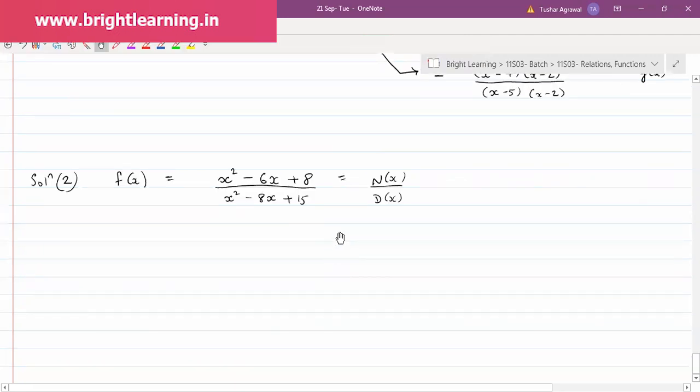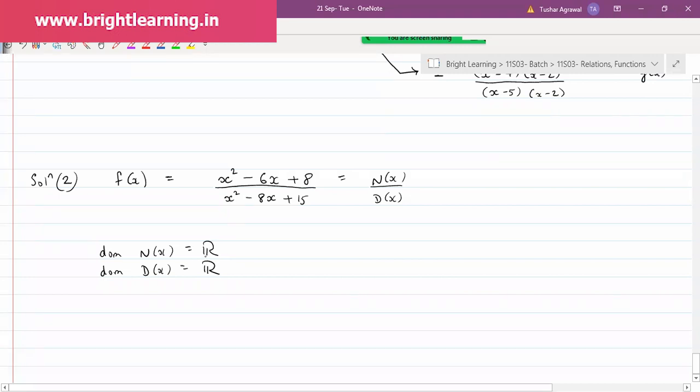So what is the domain of n of x? It is real numbers only. Every polynomial function is defined for all x. Yes or no? What is the domain of d of x? It is again the set of real numbers. It is defined for all of the x's. Yes or no? Yes, sir.